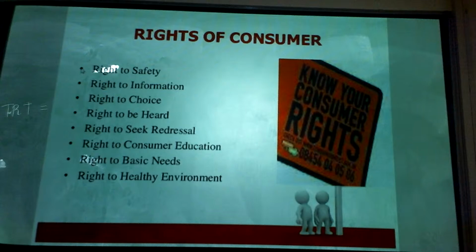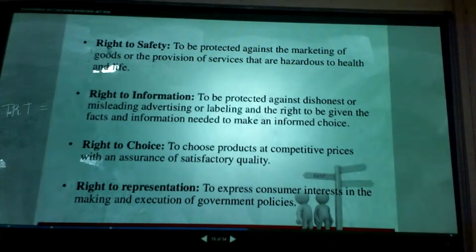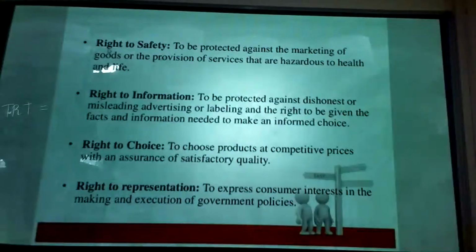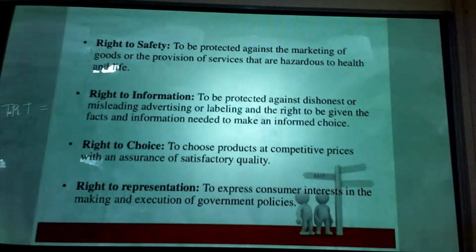So let us go one by one. Right to safety. Your expectation is the safety of the product. You should not receive any hazardous goods, whether they impact human health, animal health, or the environment. Some products impact human health, some impact animal health, and some impact the environment, like soil pollution, water pollution and air pollution. The best example is plastic. Plastic does not directly impact human health, but it definitely impacts the environment and animals also. That is another major aspect. But right to safety is a very important right of the consumer.